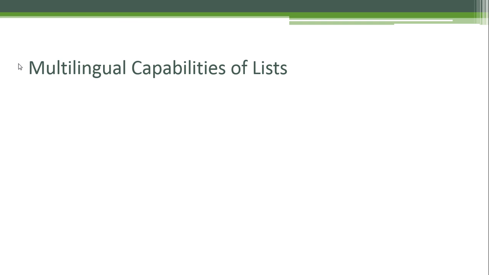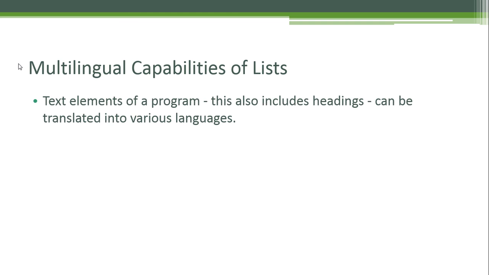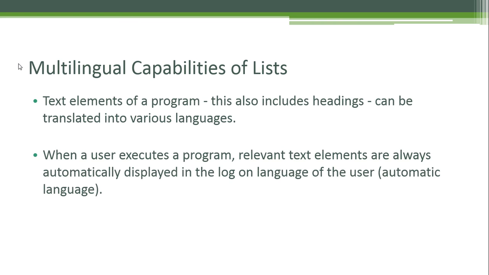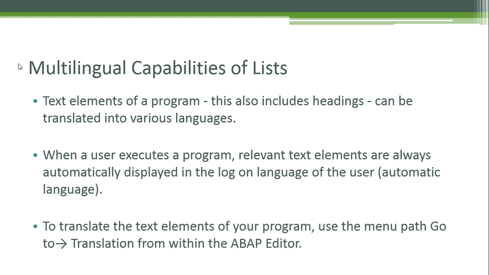Multilingual capabilities of lists. Text elements of a program, this also includes headings, can be translated into various languages. When a user executes a program, relevant text elements are always automatically displayed in the logon language of the user, or the automatic language. To translate the text elements of your program, use the menu path Go to Translation from within the ABAP editor.